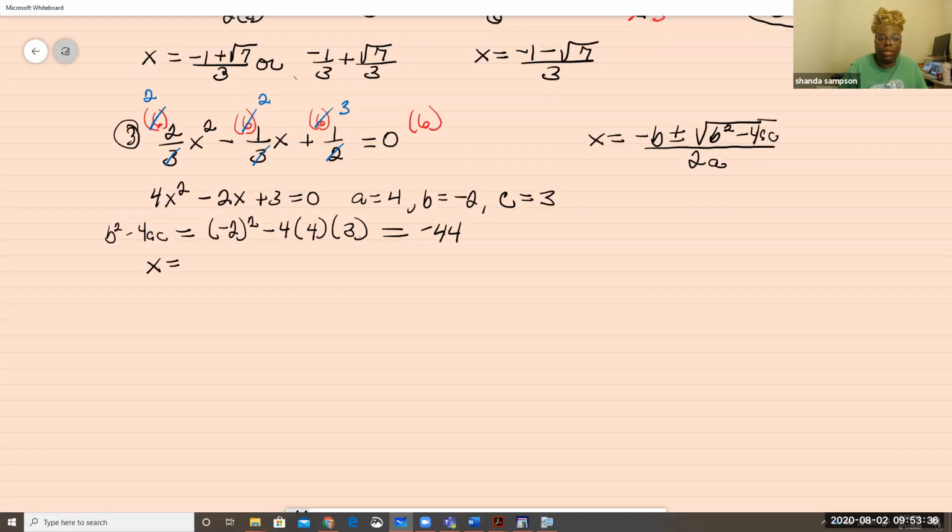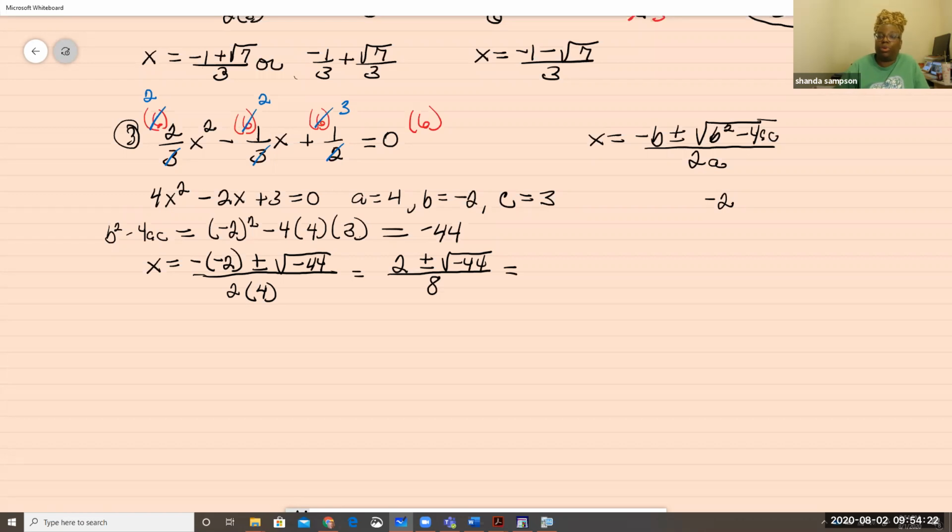X equals minus B, which is -2. It is not 2. Please don't do this. That's not what it is. B is -2. Again, parentheses are so important. X equals minus B, plus or minus the square root of -44 all over 2 times 4. Now negative B is 2, plus or minus the square root of -44 all over 8.